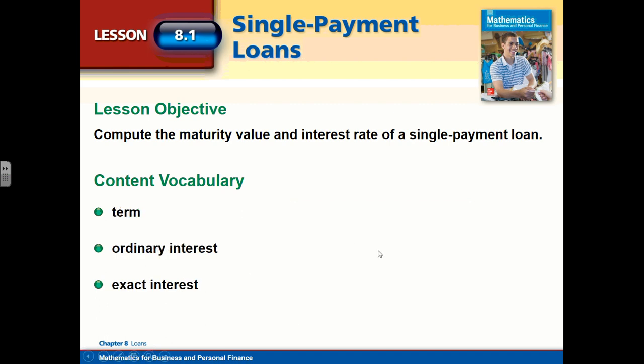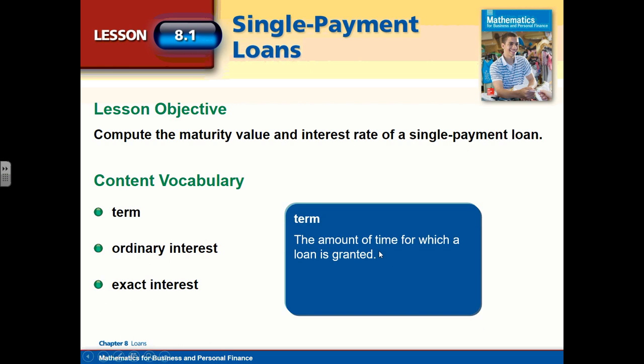All right, a term is the amount of time for which a loan is granted. Ordinary interest is interest on a loan calculated basing the loan's time period on a 360-day year. And exact interest is just the same thing, except it's interest on a loan calculated by basing the loan's time period on a 365-day year.